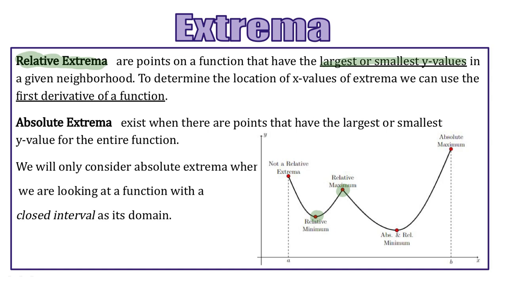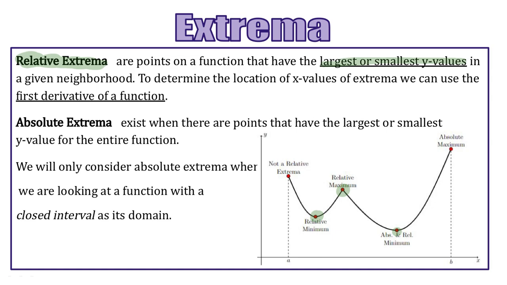Similarly, there's a relative maximum here because this is the highest value in its general area. We have another relative minimum here because it's the lowest value in its general area. So as you can see on this graph, there can be more than one relative extrema, more than one relative maximum or relative minimum.